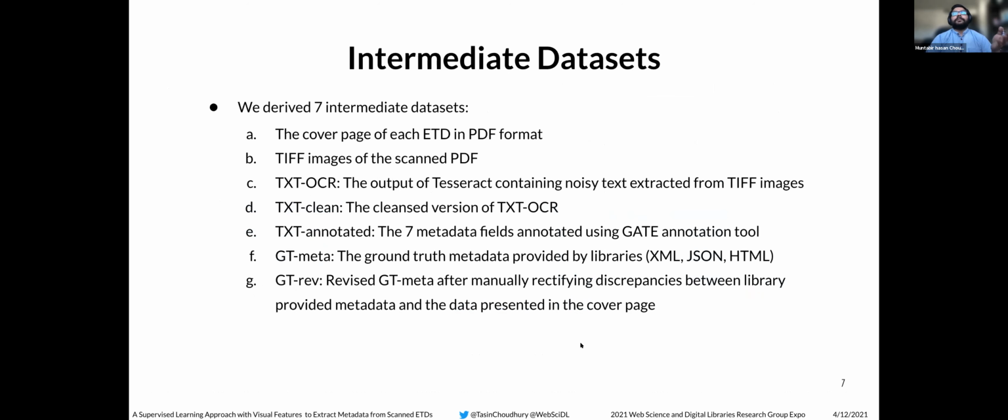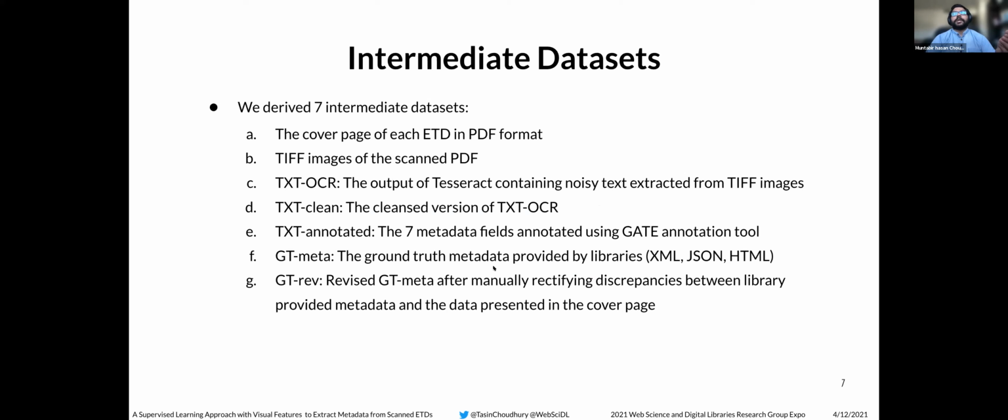So we derived 7 intermediate data sets from 500 ETD samples. First of all, we have the cover page of ETD in PDF format, and then we applied GhostScript to make it TIFF images. And then we apply the Tesseract OCR on that. That outputs the plain text, which is noisy. So it contains so many noises and misspelled words. So we have to clean them manually, and thus we have obtained text clean.